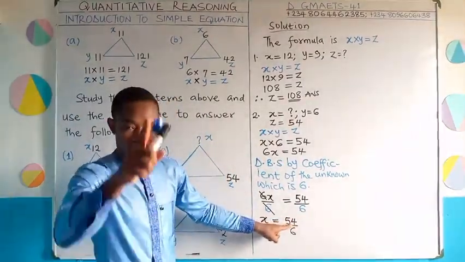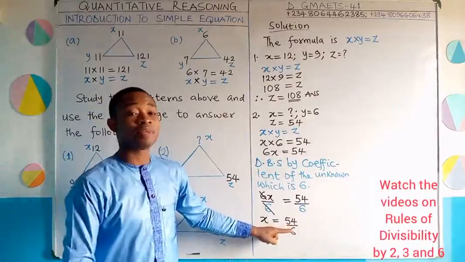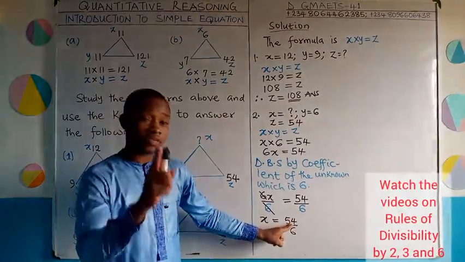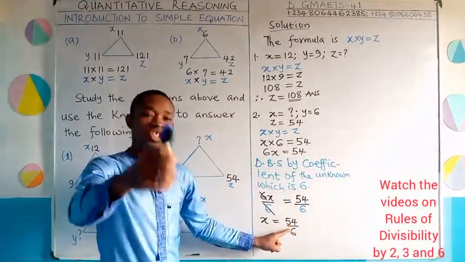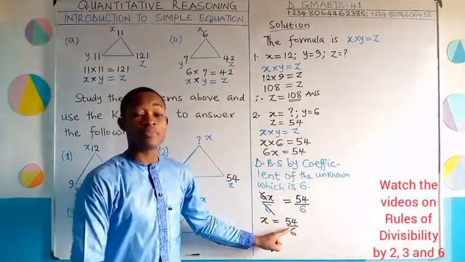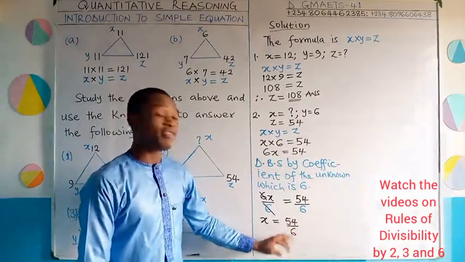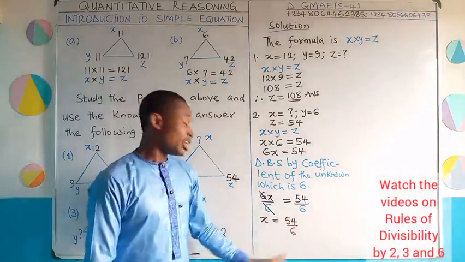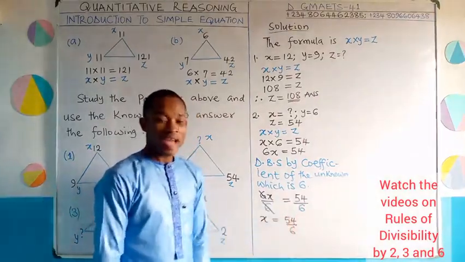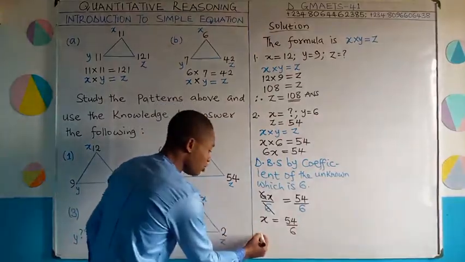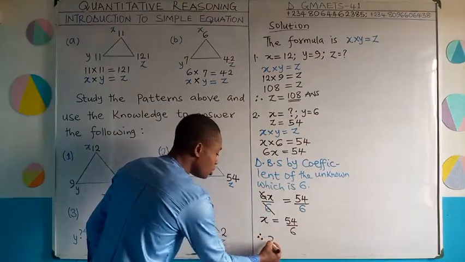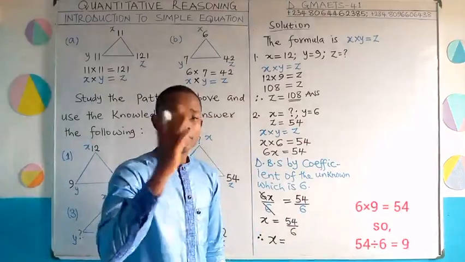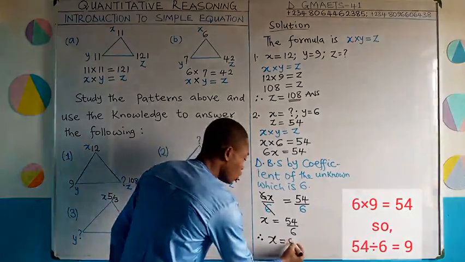54, 2 can divide it. Please, you can check back in the rules of divisibility by 2 to find out that 2 can divide 54. Again, 54, 3 can divide it. You can check back on the video of rules of divisibility by 3 to find out that 3 can divide 54 also. Now, because 2 and 3 can divide 54, it means that 6 can also divide 54. And of course, from our multiplication table, if you go to 6 times table, you will find out that 6 can divide 54 9 times. 54 divided by 6 is equal to 9.